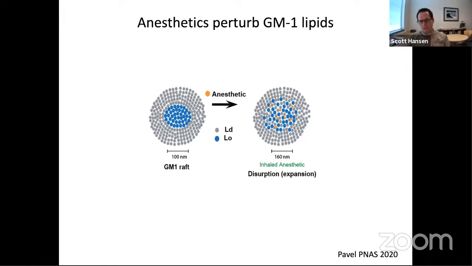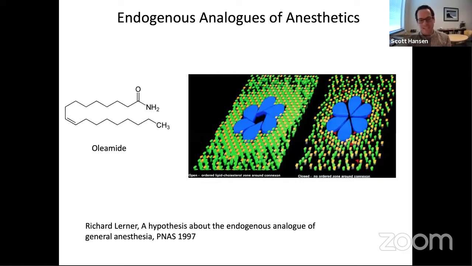And we were looking through the literature. You're never the first one certainly to think of anything, and rarely the first one to actually get the first data on anything. So we assumed that others had thought of this, and sure enough, we saw this paper from 1997 where Richard Lerner had been trying to, he had found what he thought was an endogenous anesthetic with this oleamide, and he had described this process where the ordered lipid domains were disrupted by this lipid that he found in the brain of cats.